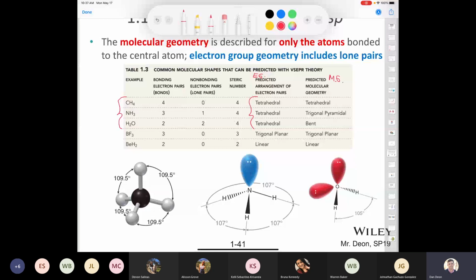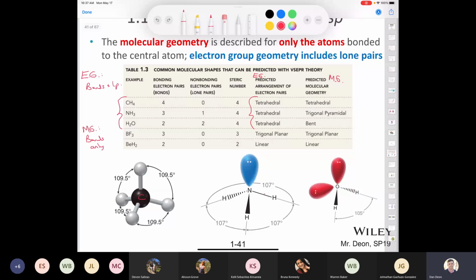Because electron geometry considers bonds and lone pairs, whereas molecular geometry considers bonds only. Okay, so if I look at the bonds surrounding the carbon on the methane molecule, I have 4 bonds, so it's also tetrahedral. But when I look at the ammonia molecule, I've only got these 3 bonds to the nitrogen, and therefore it's trigonal pyramidal.